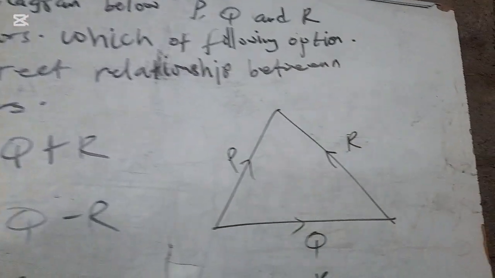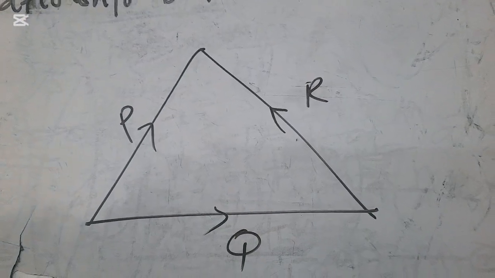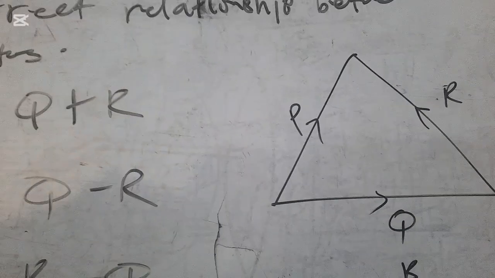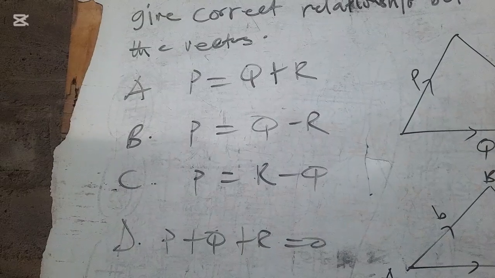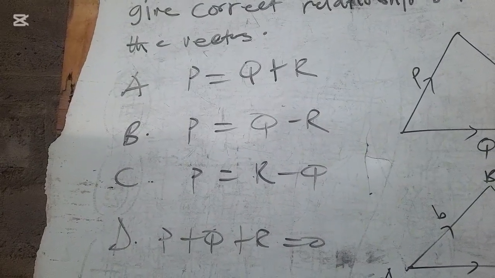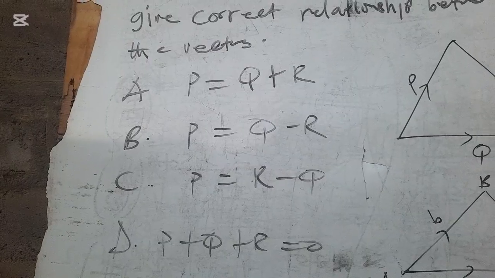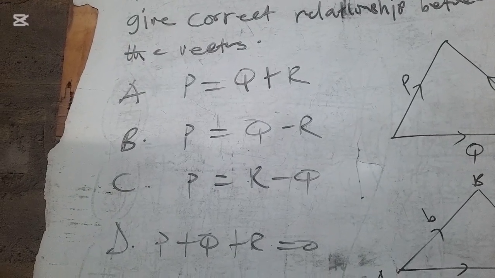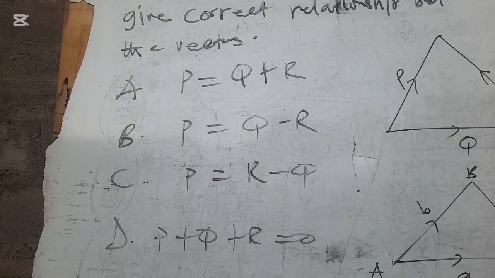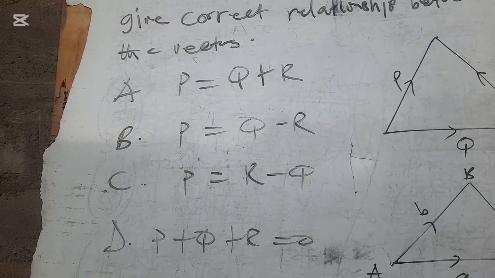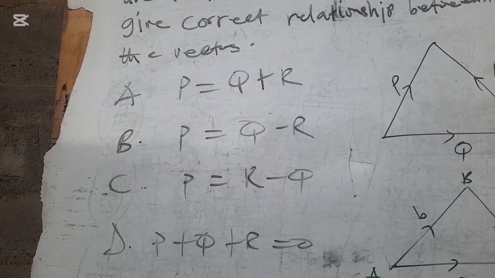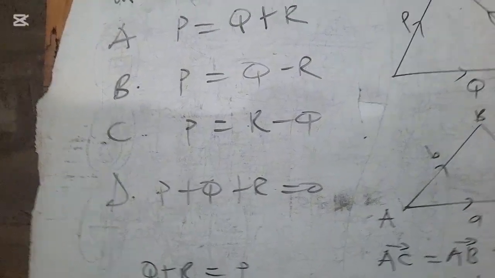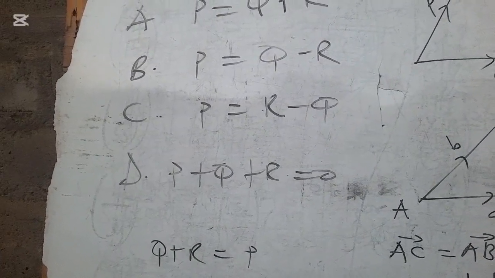Okay, so this is the diagram, and these are the options. A, P is equal to Q plus R. B, P is equal to Q minus R. C, P is equal to R minus Q. And D, P plus Q plus R is equal to 0.